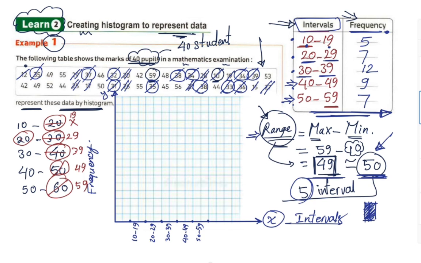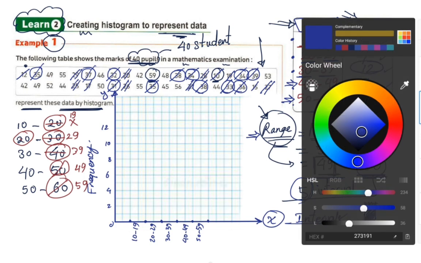Now look at this frequency. We have 5, 7, 12, 9, 7. The maximum one is 12. Now I need to write from 0 to 12. From 0 to 12, we have here 0, maybe 1, 2, 3, 4, 5, 6, 7, 8, 9, 10, 11, 12. Each row is 1, from 0, 1, 2, 3. I just write the even numbers. Now I will use my ruler to draw.